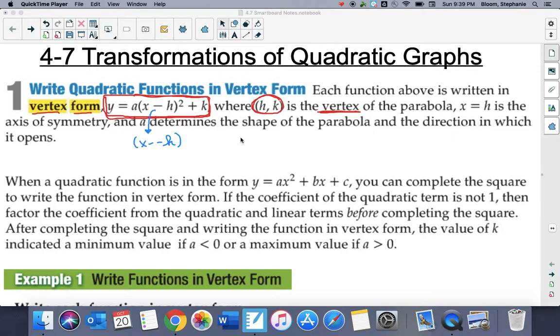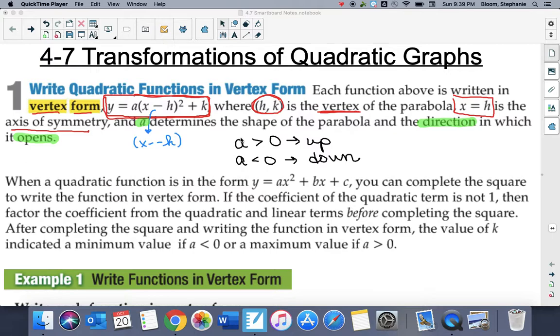Also, x equals h is our axis of symmetry, and then a is going to determine which direction the parabola is going to open. And so just as a reminder, if a is greater than 0, then the parabola is going to open up. And if a is less than 0, the parabola is going to open down.